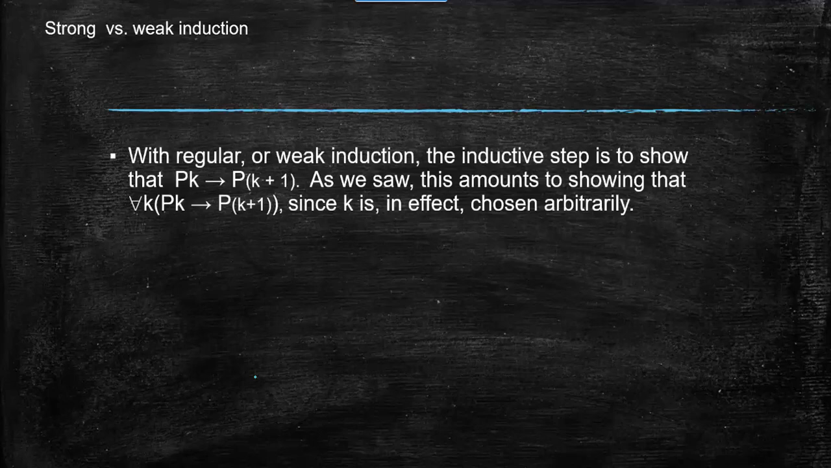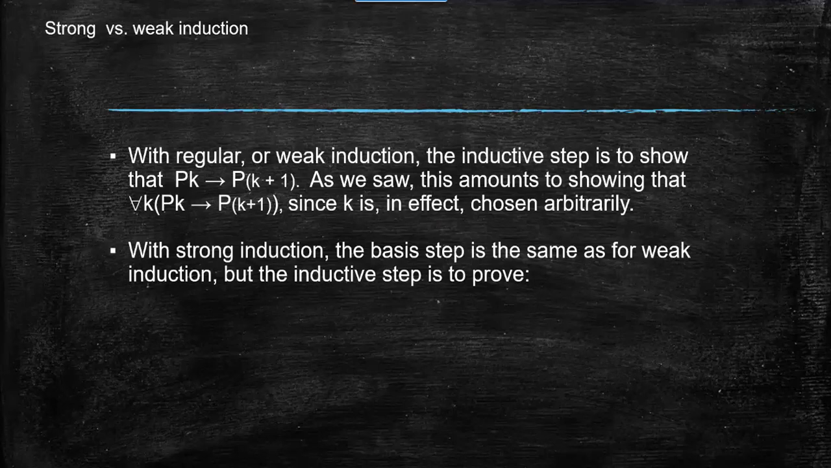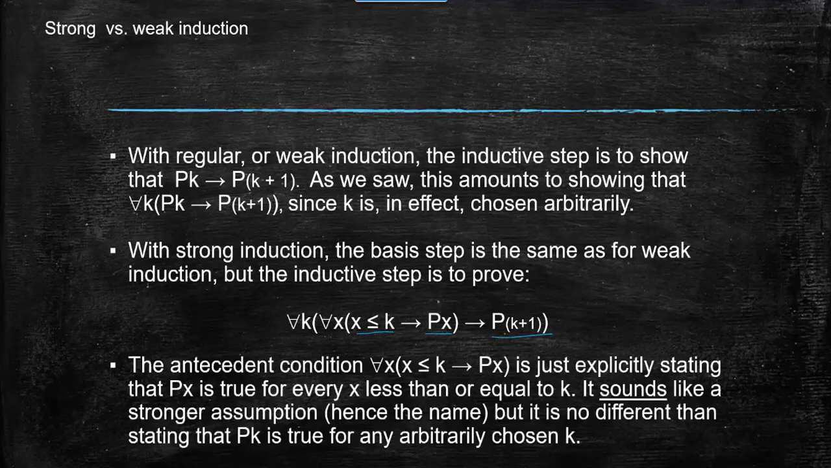With regular or weak induction, as we saw, the inductive step is to show that if P(k), then P(k+1). This amounts to showing that for all k, if P(k), then P(k+1), since k is in effect arbitrarily chosen. With strong induction, the basis step is the same as for weak induction, but the inductive step is to prove that if for all x, if x is less than or equal to k, then P(x), then P(k+1). So here the antecedent condition is just explicitly stating that P(x) is true for every x less than or equal to k. It sounds like a stronger assumption, hence the name, but it is no different than stating that P(k) is true for any arbitrarily chosen k.